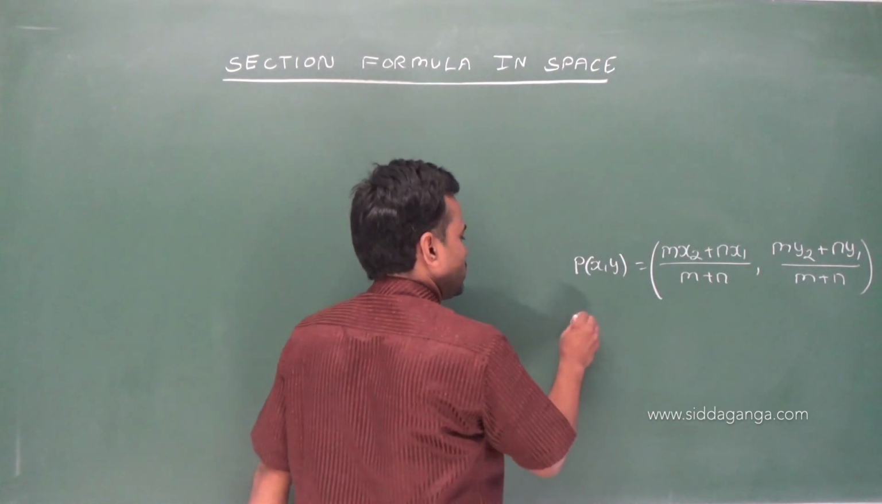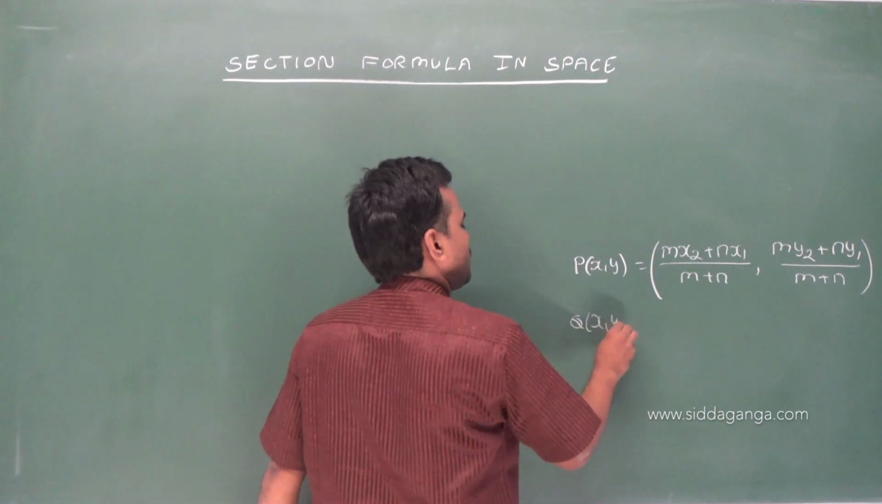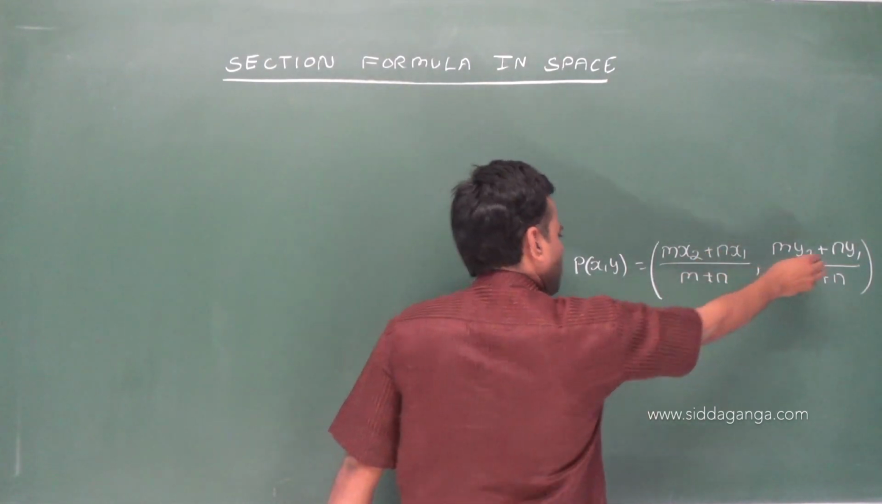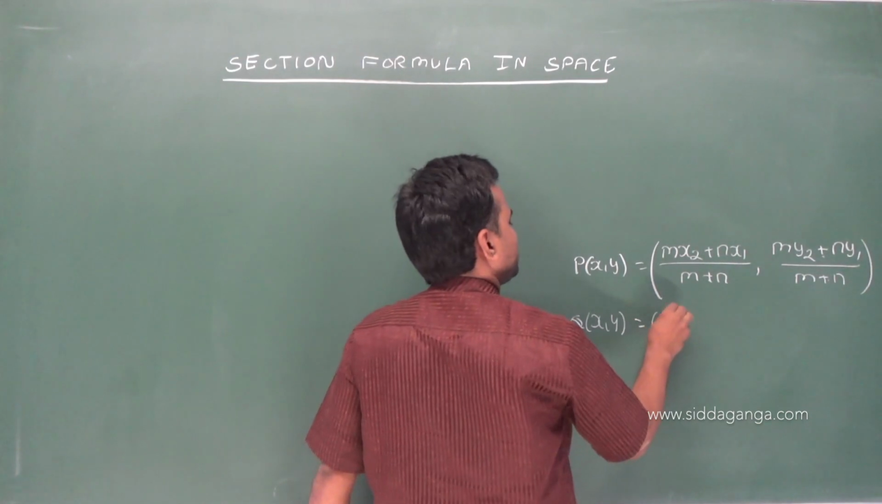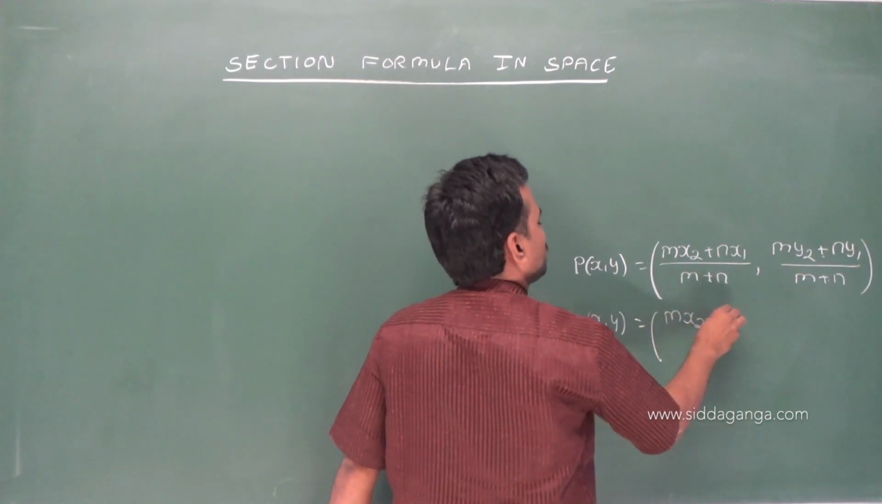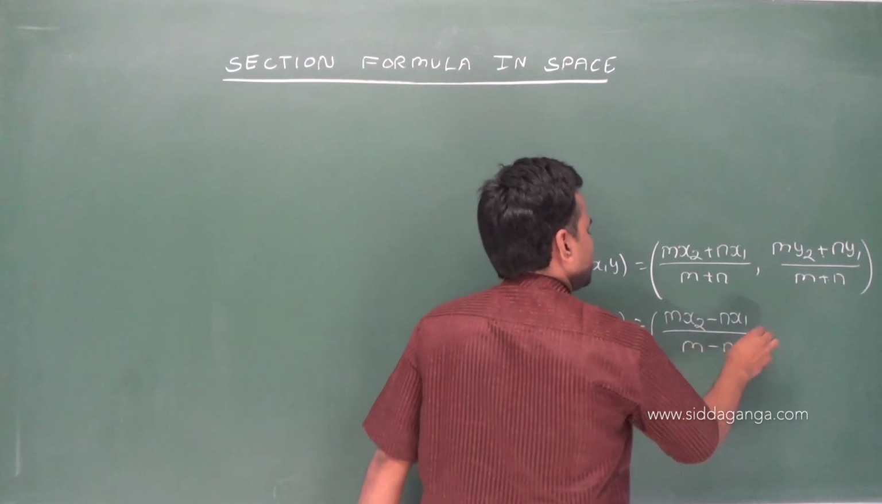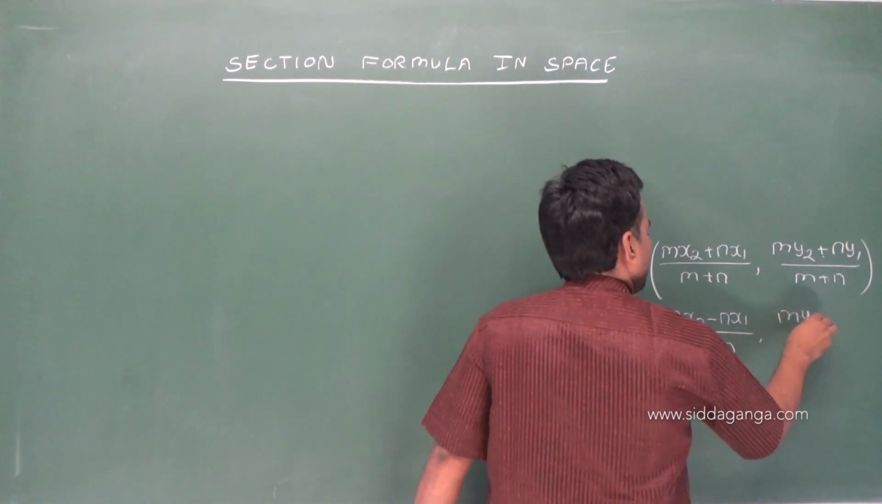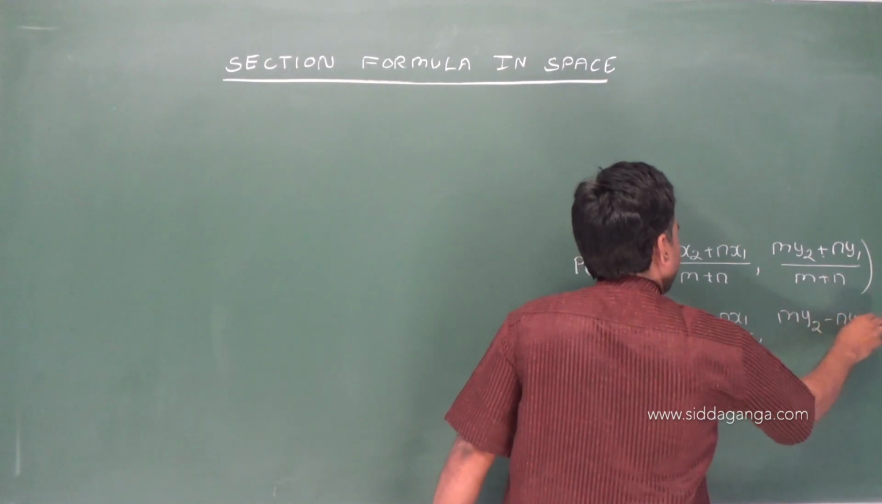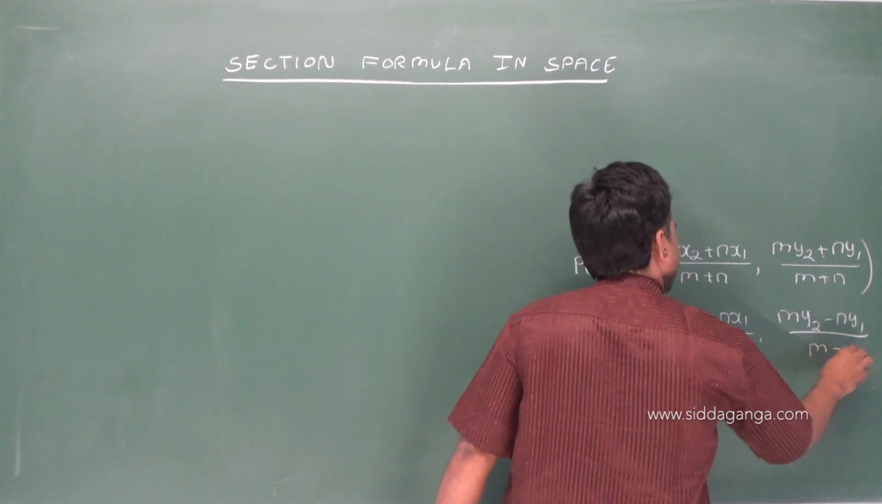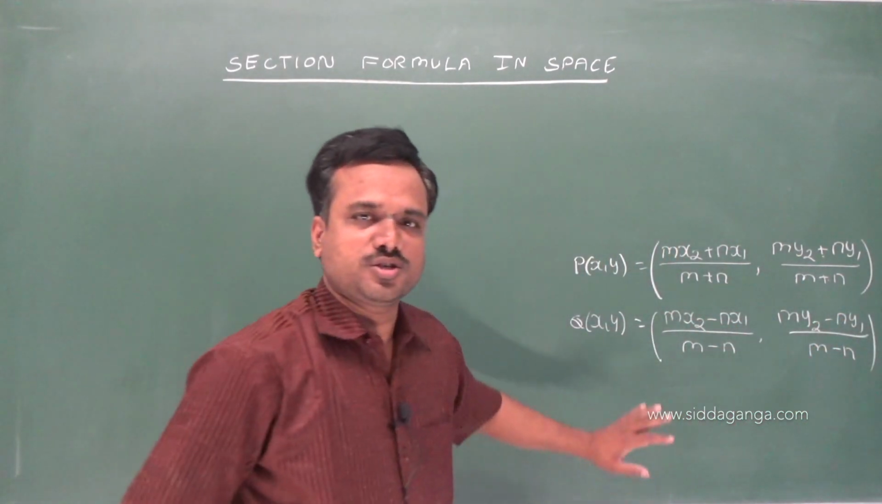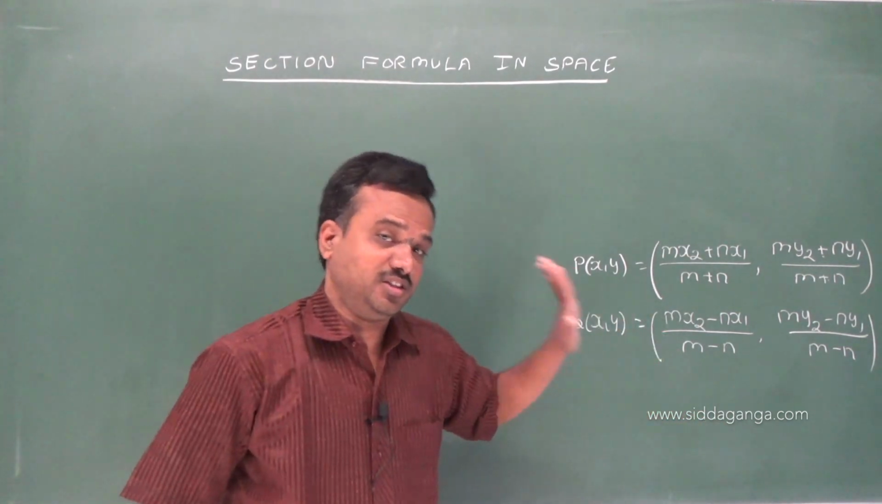One more, external division, Q of x comma y. For internal it is plus, for external it is minus: m x2 minus n x1 divided by m minus n, m y2 minus n y1 divided by m minus n. These two formulas we already discussed in the 10th class.